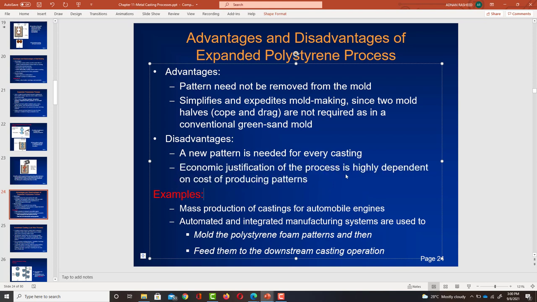And the economic justification of the process is highly dependent on the production of patterns. So if the pattern is more complex, definitely it will cost money to create that pattern. So the economic justification depends on the type of pattern that is produced using the expandable polystyrene process. Examples of this process are automobile engines. Automated and integrated manufacturers are used to mold the polystyrene foam pattern and then feed them to downstream casting operations. So आपके automobile engine जो mass production है वो इससे बनती है, और इस system को आप automate भी कर सकते हैं. ठीक है ना, कि वो pattern बनाए और molten metal feed हो और वो casting होती जाए.